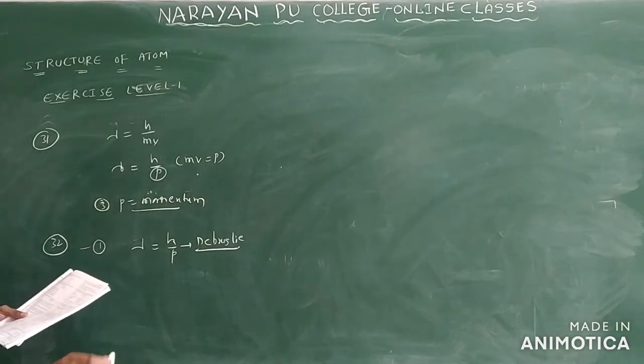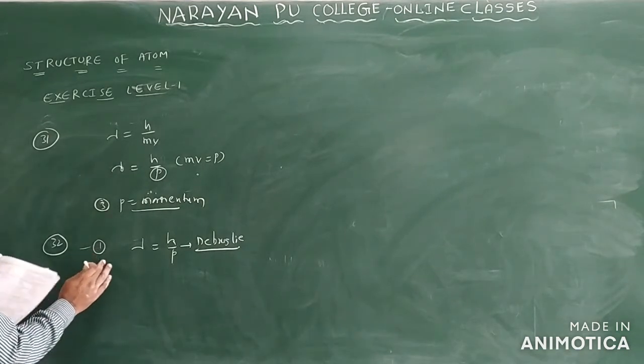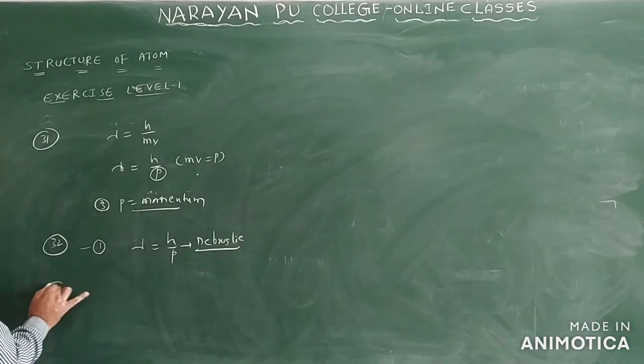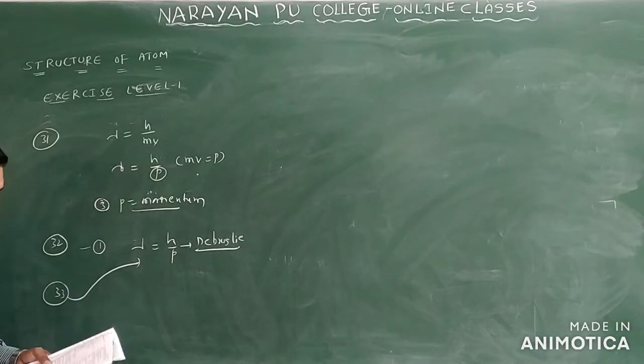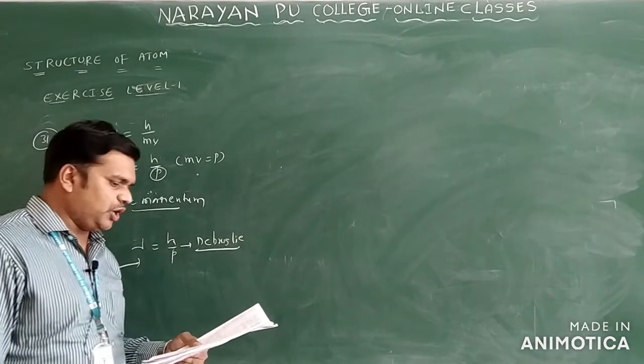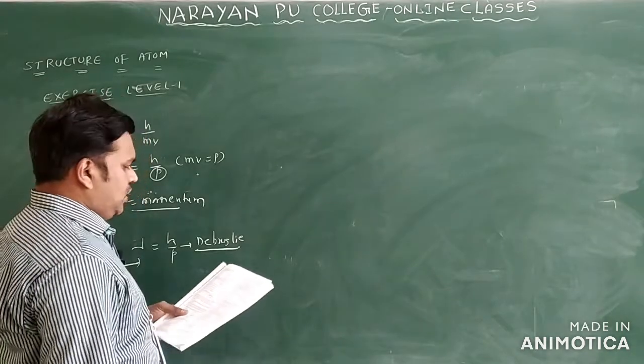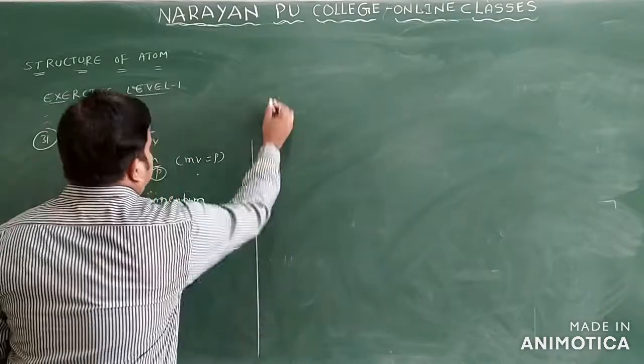Question 32, we can take de Broglie directly. 32 is de Broglie, that is option 1. Question 33, you can see lambda is equal to h by p, given by which one? De Broglie only. So that is option 1, you will take only. Next, question number 34, you can see.